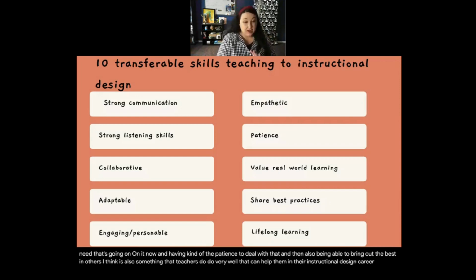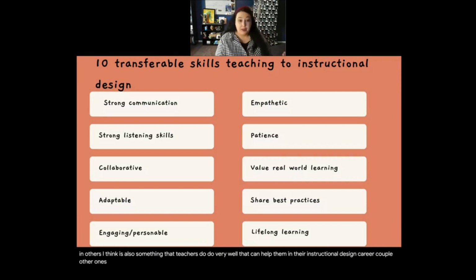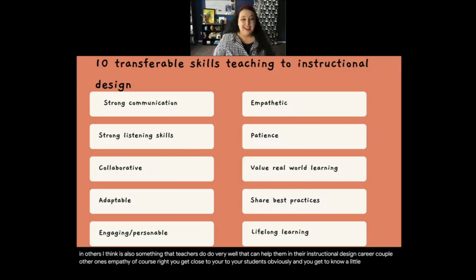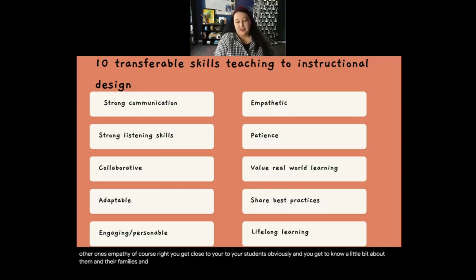Couple other ones, empathy, of course, right? You get close to your students, obviously, and you get to know a little bit about them and their families and their lives. And a good teacher can really make a positive impact. And I argue a good instructional designer can also make a positive impact. But I see time and time again, especially new instructional designers, fall into the trap of taking what the subject matter expert says as the law.